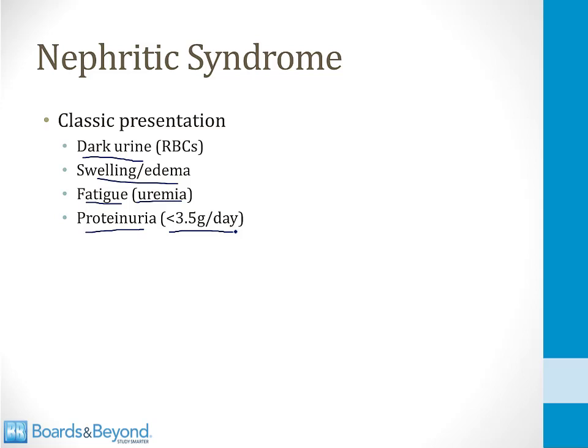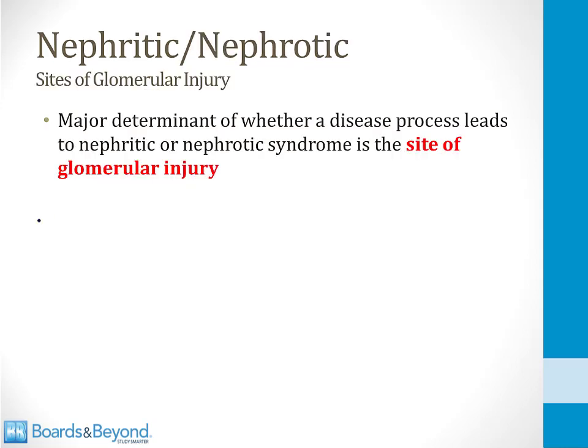In the nephritic syndrome, there is less proteinuria, and that's because the glomeruli are inflamed and there's a fall in the glomerular filtration rate, and therefore less protein is lost in the urine compared with the nephrotic syndrome. Before we get into specific causes of the nephritic syndrome, let me review a very important general point about the site of glomerular injury and how that determines whether a disease process leads to the nephritic or nephrotic syndrome.